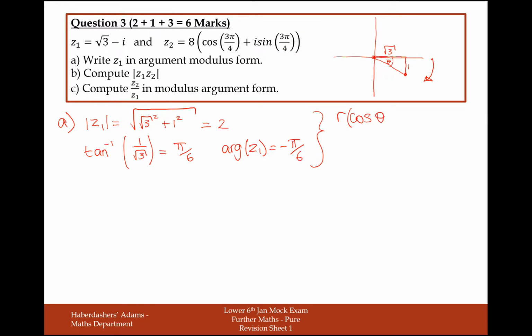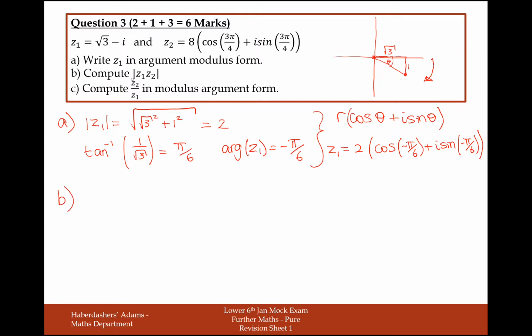So combining these in argument modulus form, and argument modulus form always looks like r cos theta plus i sine theta. And all you need to do is just substitute in your r value, which in this case is 2, and the theta value, which is minus pi by 6. So z1 is equal to 2 bracket cos minus pi by 6 add i sine of minus pi by 6. Excellent, so that's part A done, 2 marks for that.